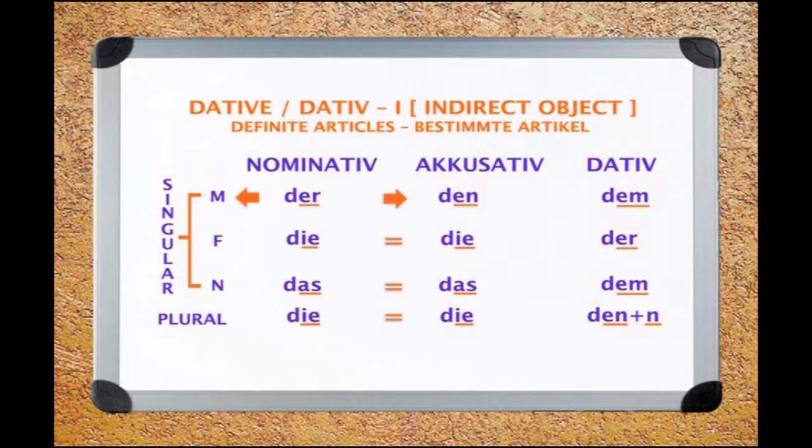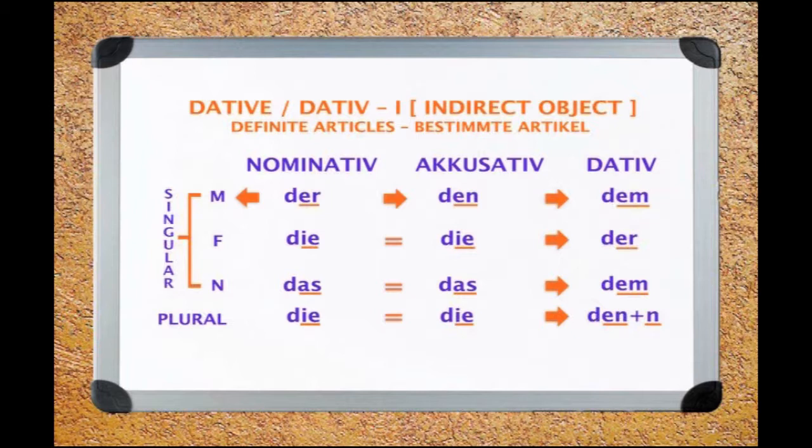Unlike accusative, all the articles here undergo major change. Here, der, which was den, becomes dem; die, which remains die in accusative, becomes der; das, which also remains das in accusative, becomes dem; and the plural article die, which remains die in accusative, changes its form and becomes den, and takes an n at the end of nouns.